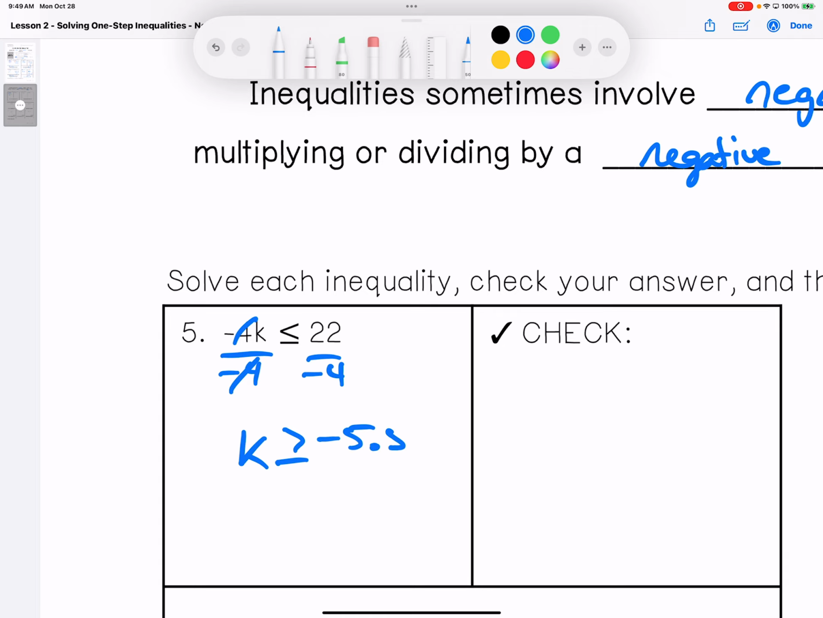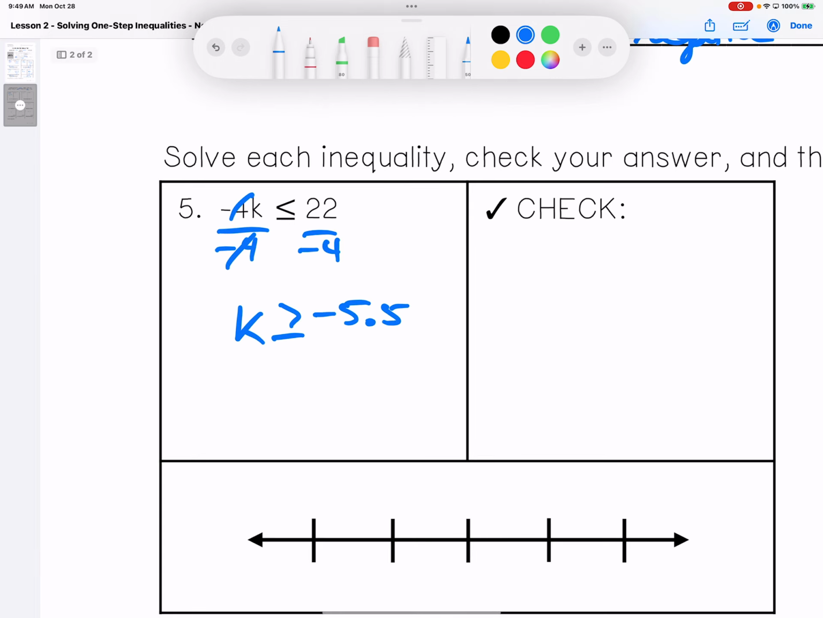Negative 5.5. So let's graph that. Somebody tell me why my graph is going backwards with the numbers. Because I'm on the negative side. That's right. So where is negative 5.5? It is somewhere in there, and it is going to be a closed dot. Which direction am I going to point? All numbers greater than or equal to negative 5.5. So it's going to go to the right.